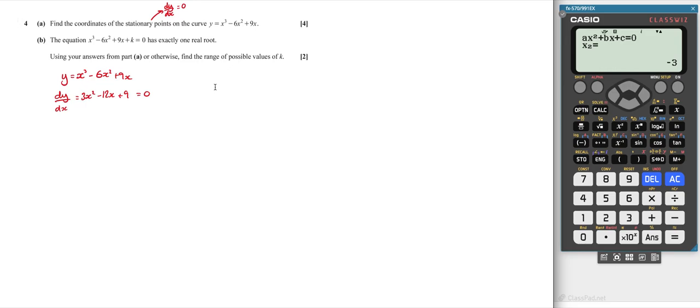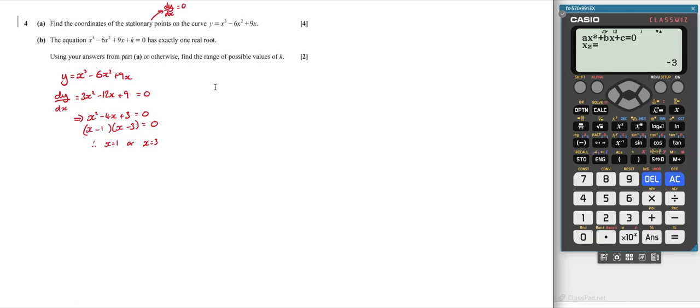We divide everything through by 3. So x squared minus 4x plus 3 is 0. That's probably going to factorise. That looks like that is x minus 1, x minus 3. So x is 1 or x is 3. So that's our x coordinates. We then need our y coordinates.